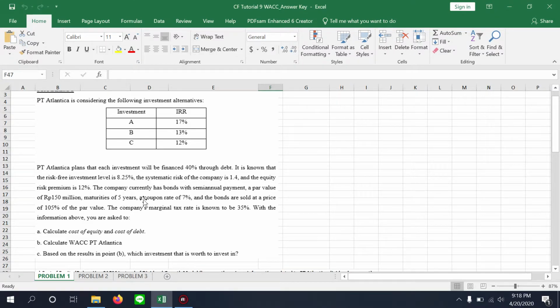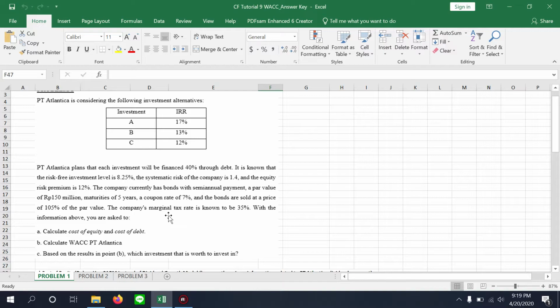And for the later sentence, the company currently has a bond, semi-annual payment, a par value of 150 million, maturity of 5 years with a coupon rate of 7%, and the bond is sold at a price of 105% of the par value. If you still remember bond valuation, you will know that the cost of debt is equal to the yield to maturity. So please remember that to find the cost of debt, you need the yield to maturity.